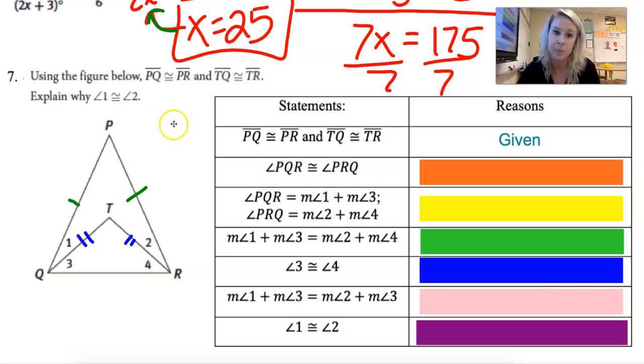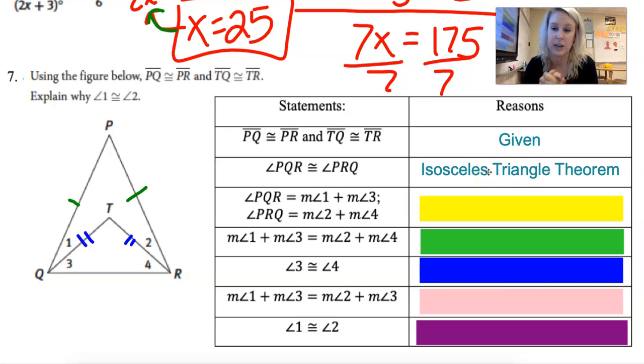So the reason I know that angle PQR is equal to angle PRQ is because that's the definition of isosceles. So it's the isosceles triangle theorem. If you put definition of isosceles triangle, that's good too. Okay? So if this is an isosceles triangle, I know their base angles are the same.